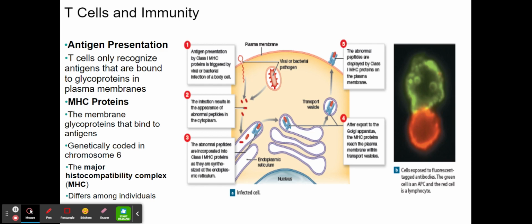The amino acid sequence and the shapes of the MHC proteins differ among individuals. Each MHC molecule has a distinct three-dimensional shape with a relatively narrow central groove. An antigen that fits into this groove can be held in position by hydrogen bonding.